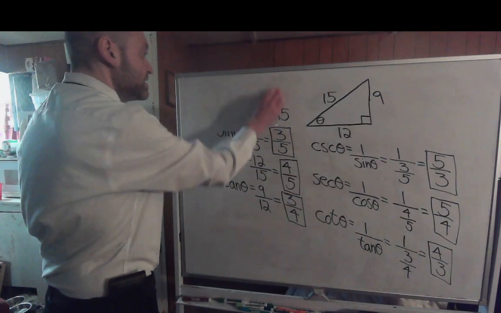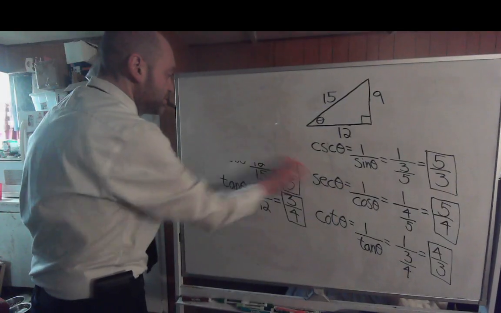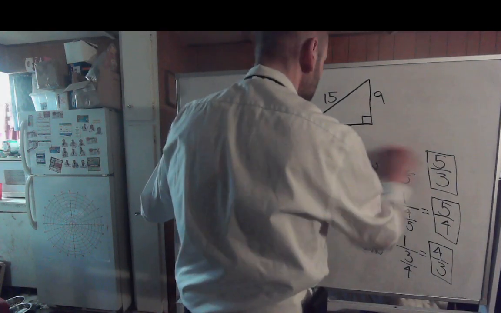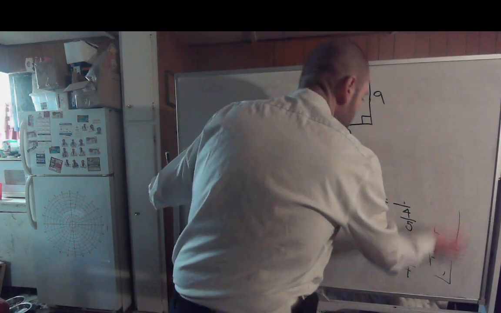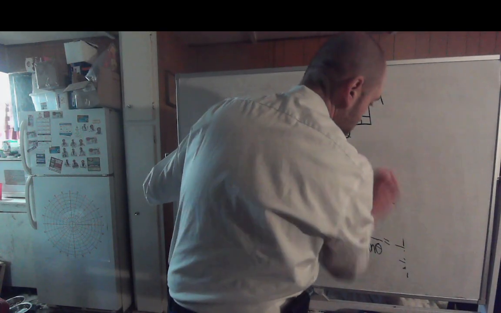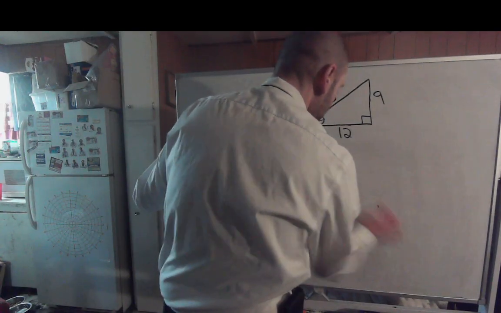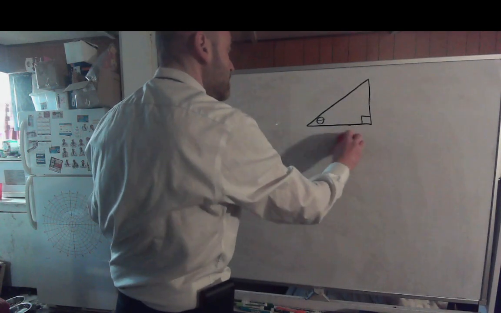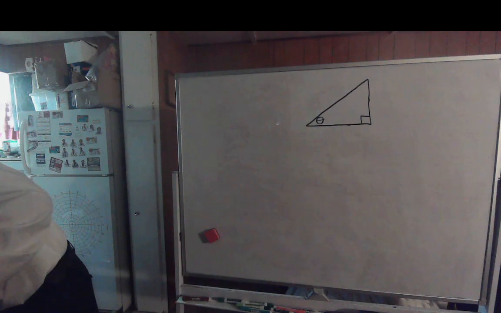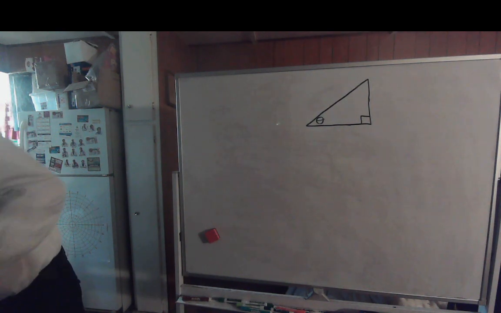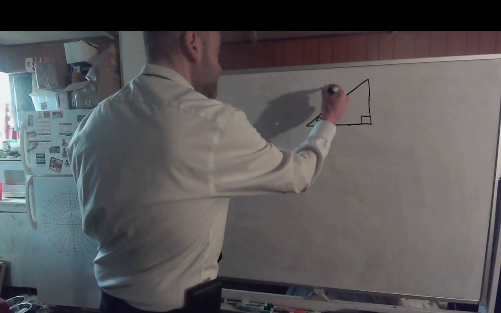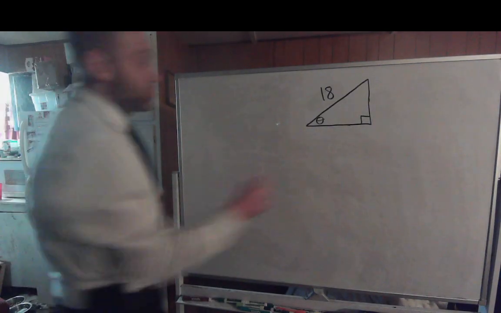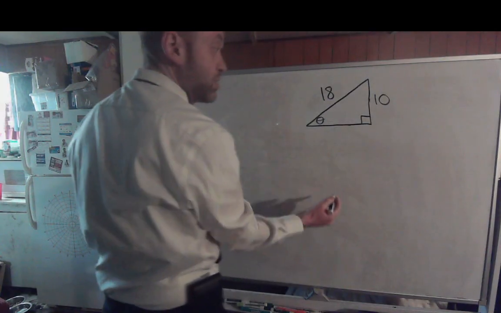4 more like this, and then we're going to really throw back to geometry here for a few exercises. All right. We have another triangle. This time we got a hypotenuse of length 18. The shorter leg is length 10. We don't know the length of the longer leg.